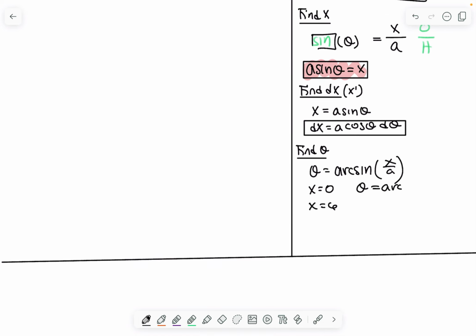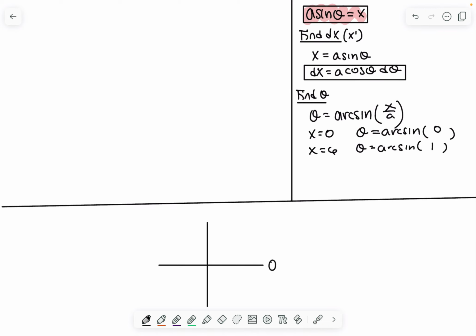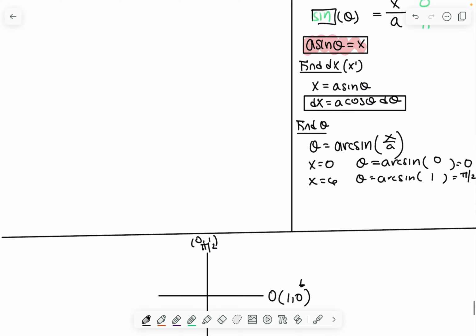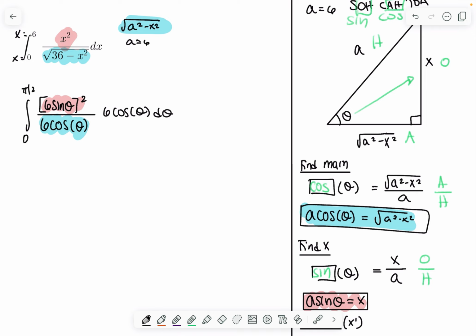So theta is going to be arc sine of 0 over 6, because a is 6, remember that. And then here, arc sine of 6 over 6. This is just 0, this is just 1. So for the first one, we're really just asking sine of what is going to give us 0. Remember that this is 0, this is pi over 2, this is 1, 0, this is 0, 1. Sine of what is going to give me 0? Well, sine of 0 is going to give me 0. And then sine of what is going to give me 1? Well, sine of pi over 2 is going to give me 1. So now, even my bounds are in terms of theta. So we have 0 and pi over 2.